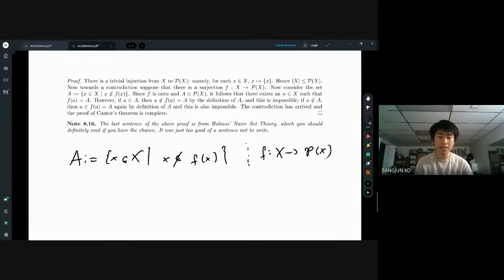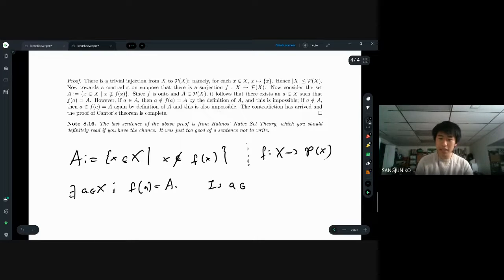So this X is a set containing the elements that are not in f of x. But f is onto the power set, and A is in the power set of X because it's a subset of X. So there must exist an a in X such that f of a is equal to A. Okay, and now the question is: is a in f of a?